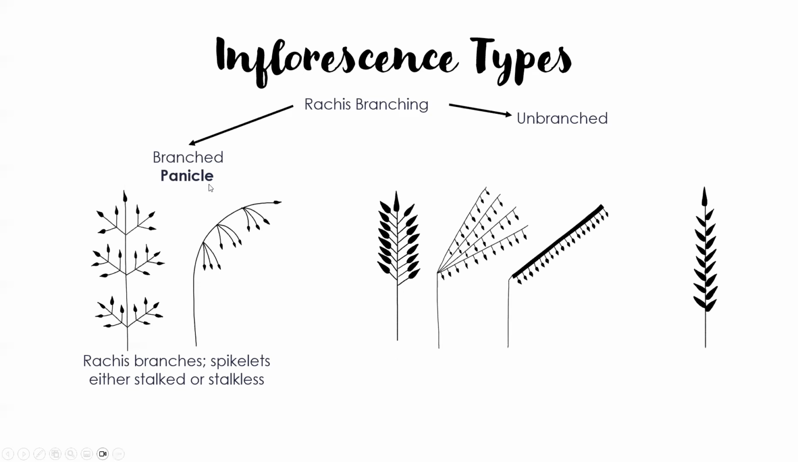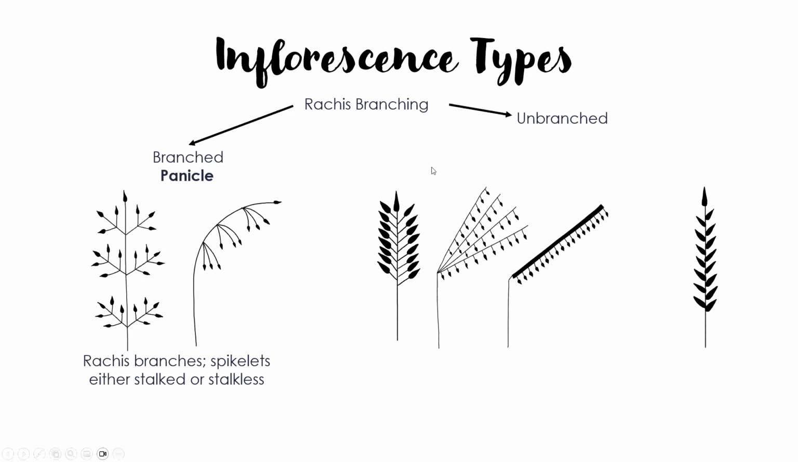I know it's a lot of terms. We will repeat them and go through them, and it'll start to make sense. So if our main stem of our inflorescence, our rachis, if it branches, we have a panicle. Okay, our spikelets can either be directly attached to those branches, or they can be held on those pedicels or those little stalks on those branches. Okay, in general, this is kind of the shape of a panicle, kind of open, airy, lots of branches.